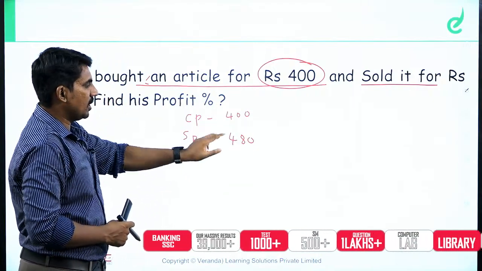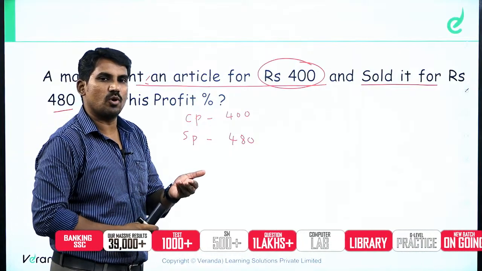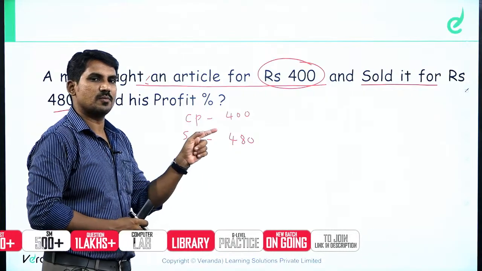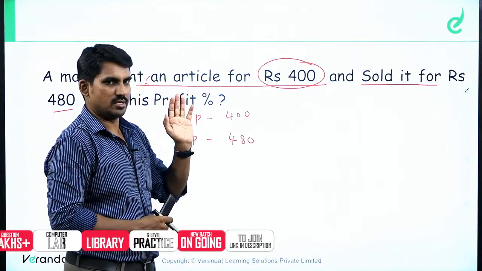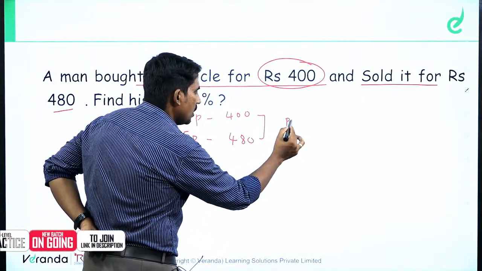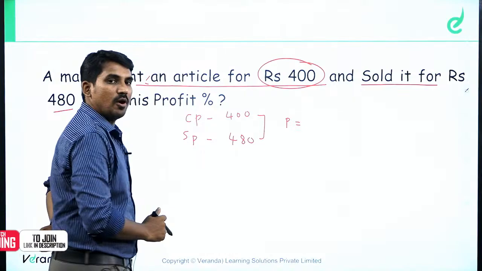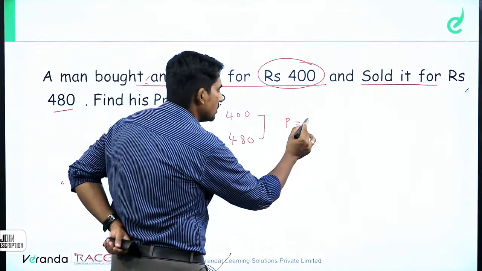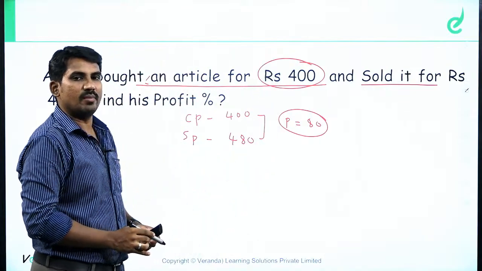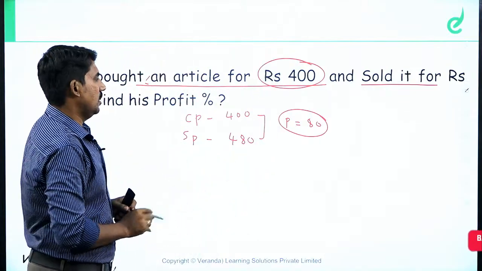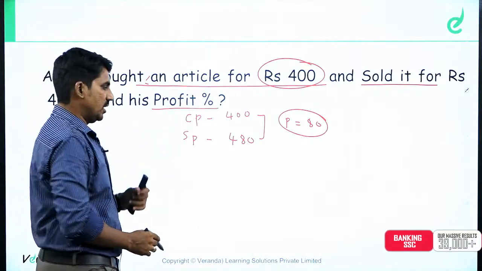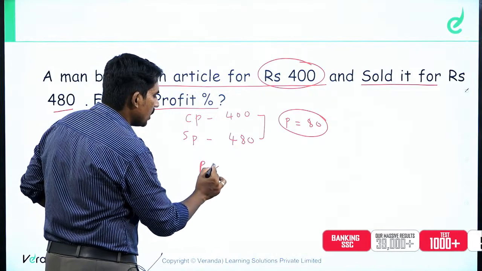Now, CP 400, SP 480. Is the selling price more or less? Selling price is more. Selling price more means this situation is profit or loss? Profit, right? Therefore, the difference between CP and SP is the profit in this question. How much profit is the person getting? 80 rupees. Profit in money value is 80 rupees, right? But what is the question? Profit percentage.